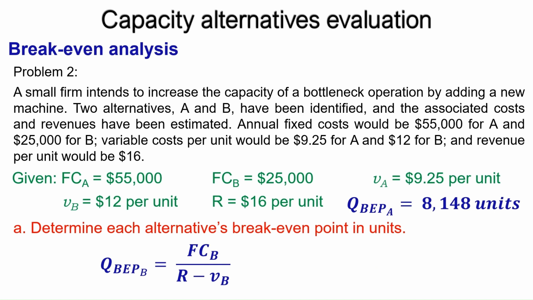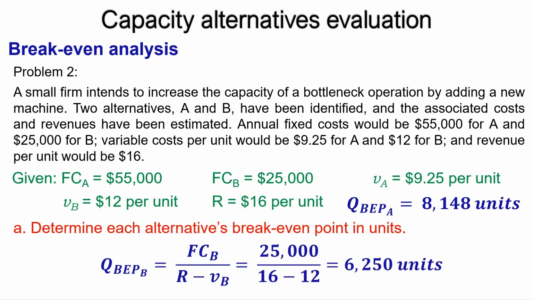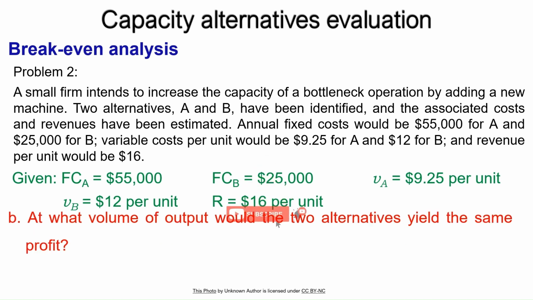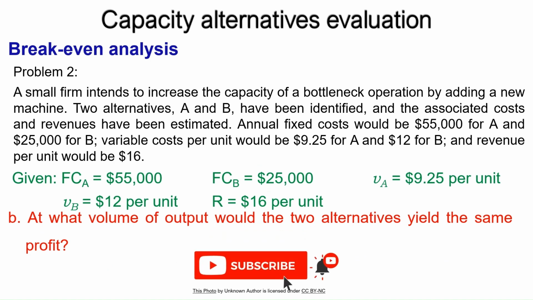And Q_BEP_B equals FC_B divided by R minus V_B, equals 25,000 divided by 16 minus 12, equals 6,250 units. Consequently, the first question's answer is that alternative A's break-even point is 8,148 units and alternative B's break-even point is 6,250 units. The second question is to find the production quantity at which the two alternatives yield the same profit.